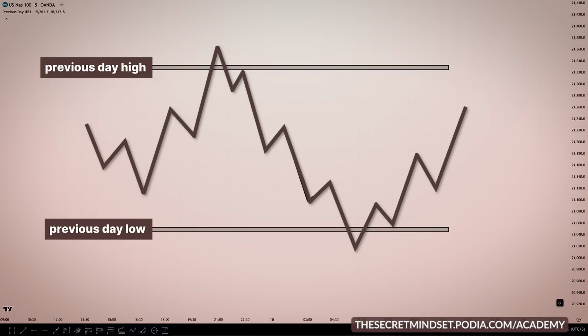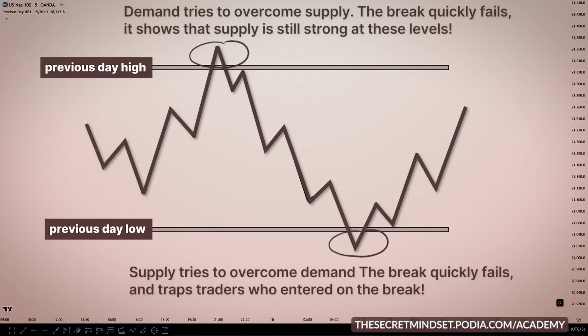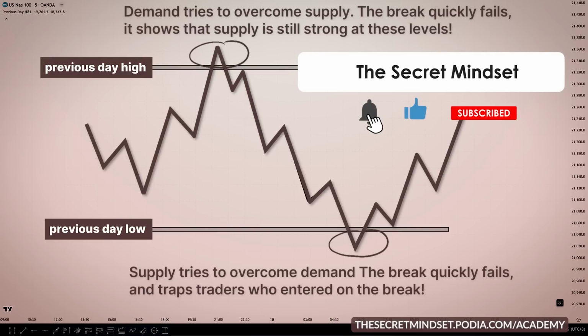When price approaches these levels, it's testing the balance of supply and demand. When price breaks above the previous day's high, it implies demand is overcoming supply. If this break quickly fails, it shows that supply is still strong at these levels. The opposite is true for breaks below the previous day's low. This failure often traps traders who entered on the break. As these traders exit their positions, it adds fuel to the reversal move.